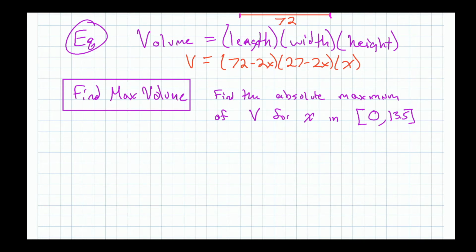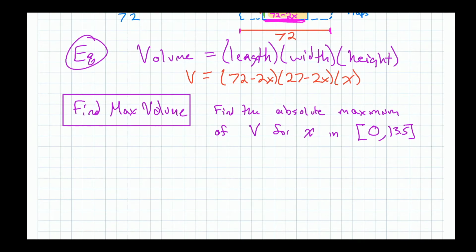But if you do, write it down, okay? And that's what we're trying to do. We're trying to find the absolute maximum. So let's try to do it. So my function V is, we have it here, (72 minus 2x)(27 minus 2x)(x).